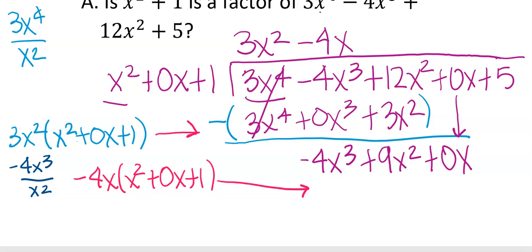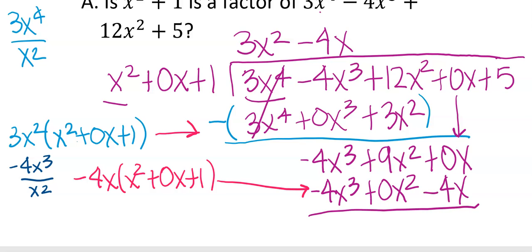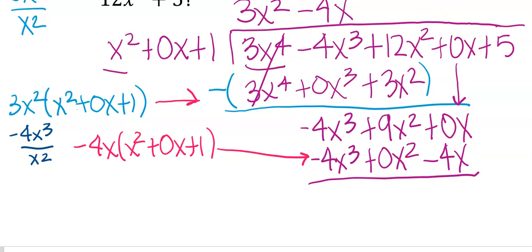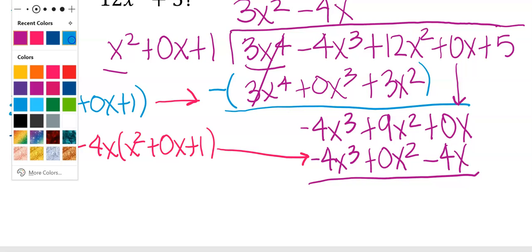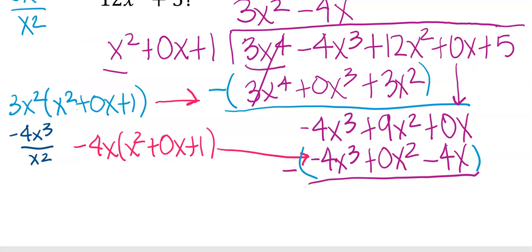So we have negative 4x to the third plus a 0x squared minus a 4x. And then we subtract the whole thing. Those cancel. We have 9x squared minus 4x. Again, we still have one number that we have to bring down. So basically, 3 terms on the outside means you probably have to do this 3 times. 2 terms on the outside, you got to do it twice. It kind of tells you how many things you have to do.